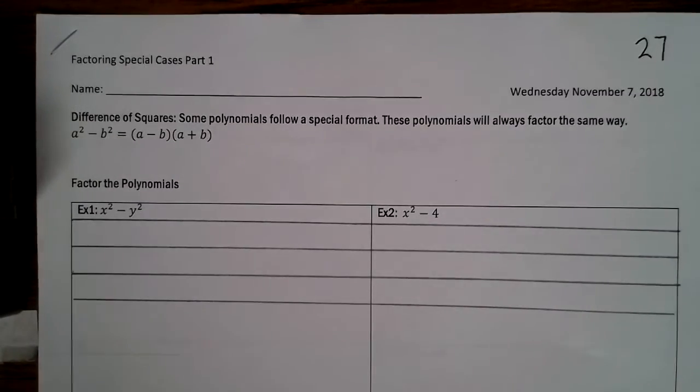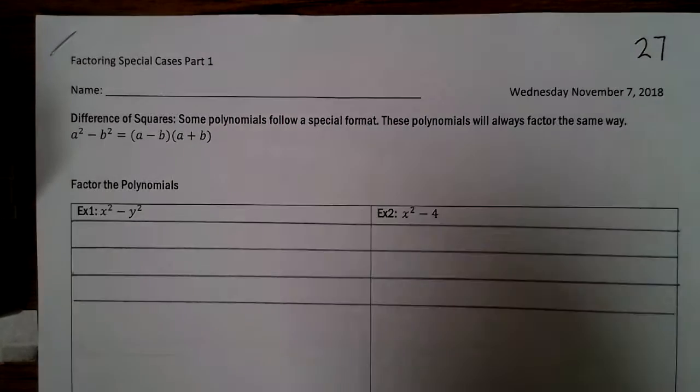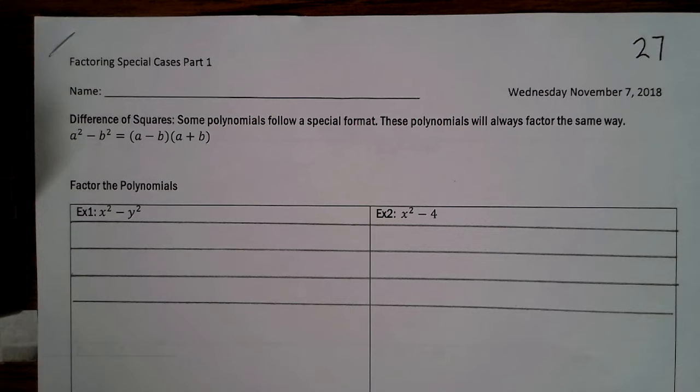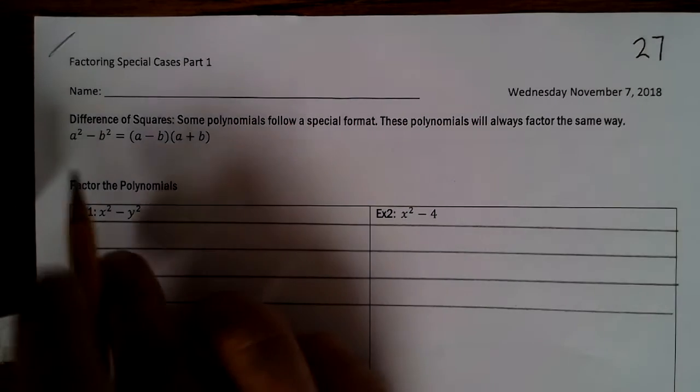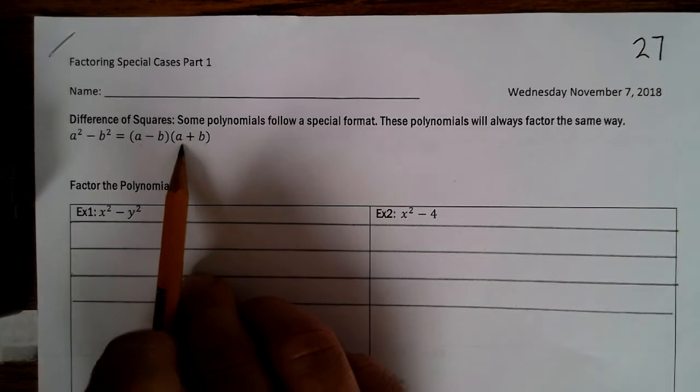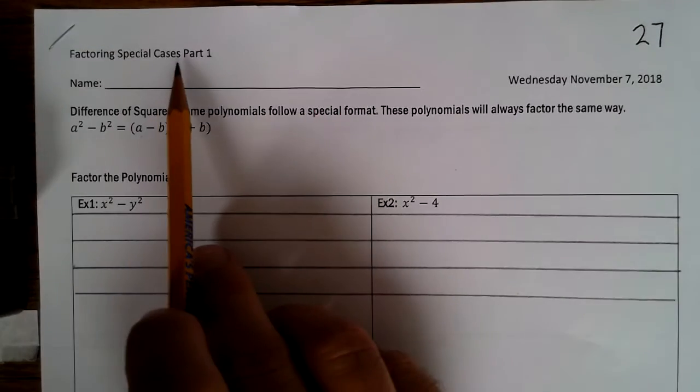All right, so the only notes we really have is right here. The difference of squares. Some polynomials follow a special format. These polynomials will always be factored the same way. So if you have a squared minus b squared, your factored form will be a minus b times a plus b. And that's what we're looking at. That's what you call special cases.